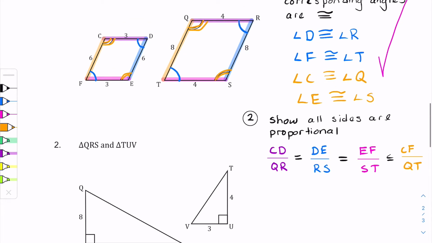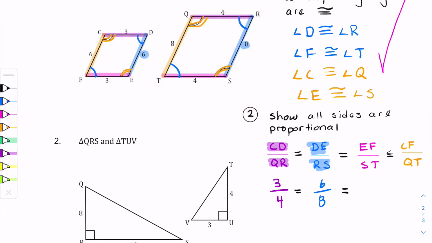I'm going to substitute in the side lengths of all of these figures. So CD and QR. CD has a side length of 3. QR has a side length of 4. DE and RS. DE is 6, RS is 8. EF and ST is 3 over 4. And lastly, we have CF and QT. CF is 6, QT is 8.